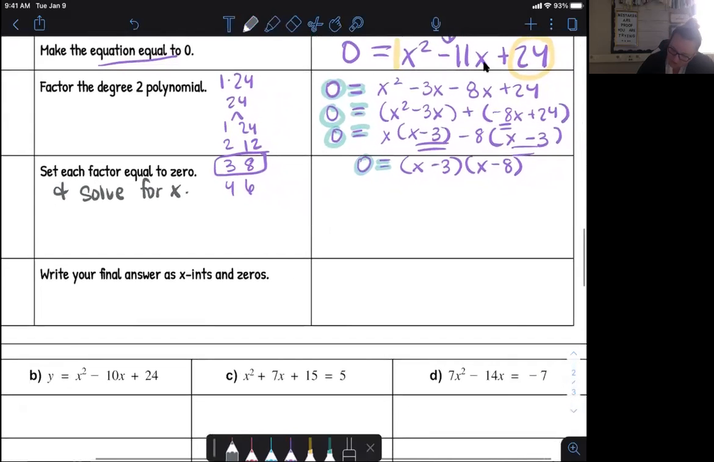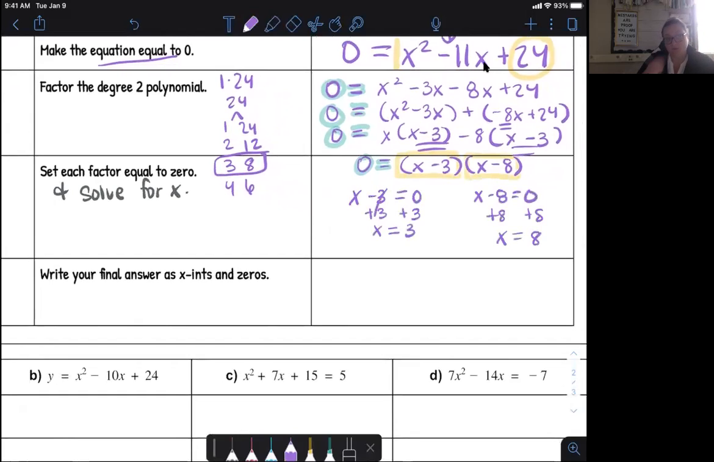So let's review something. x minus 3 is a factor and x minus 8 is a factor as well. So you take each factor, x minus 3, and set it equal to 0. Then you take the other factor, x minus 8, and set it equal to 0. Now solve for x. So add 3 to both sides, x equals 3. Add 8 to both sides, x equals 8. So what we've just done is we found the x values of our x-intercepts.